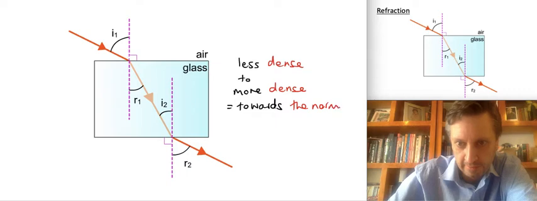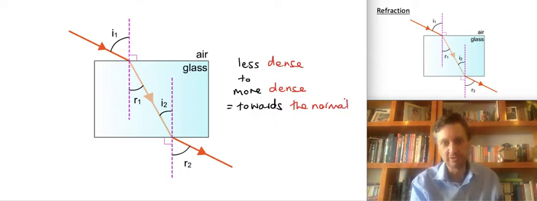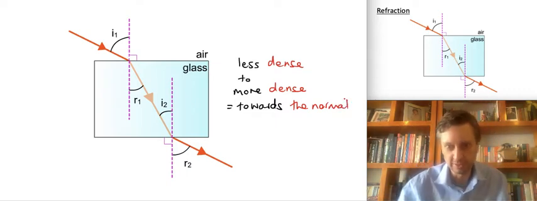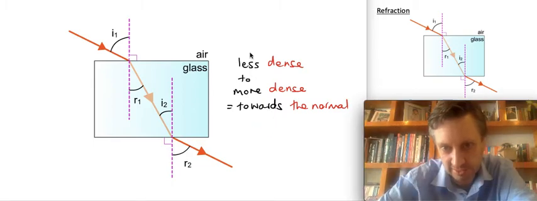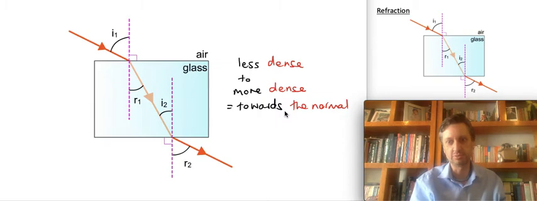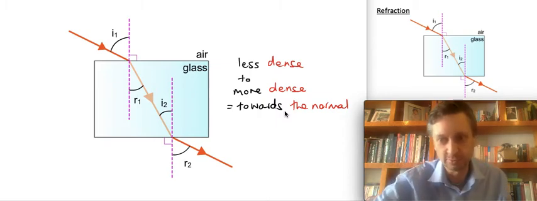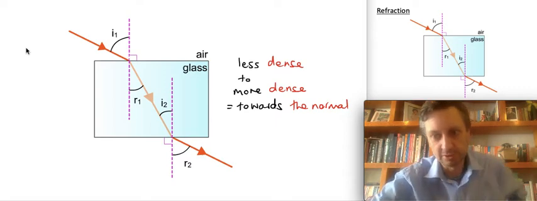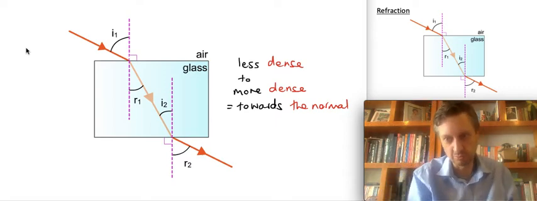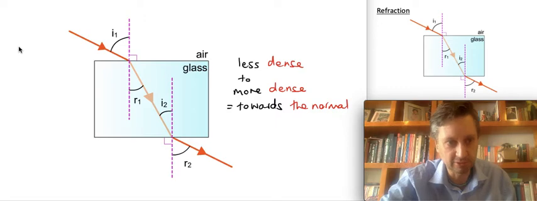Okay? So I'd like you to remember that. Less to more, towards. And then obviously more dense to less dense is the reverse. It's away from the normal. Okay, right, I hope that made sense. I don't want to spend too long on that because you can pause and rewind and go back through it and get back to me with any questions.